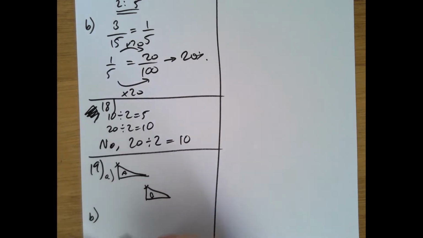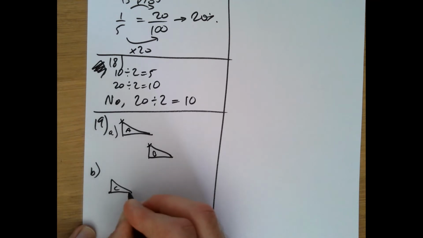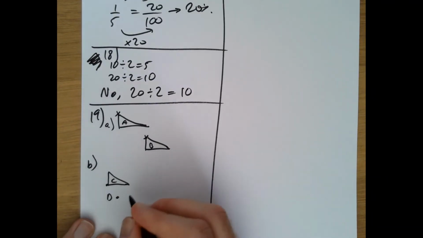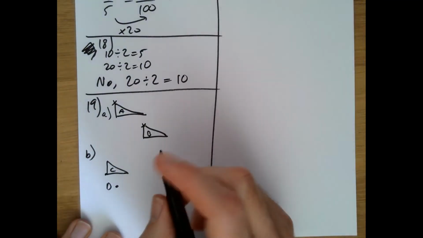19B. Okay, so it says rotate, blah, blah, blah. So C is this one. And then we've got D here. So rotate the triangle 90 degrees clockwise. So what I would do, it's quite difficult to show you here.